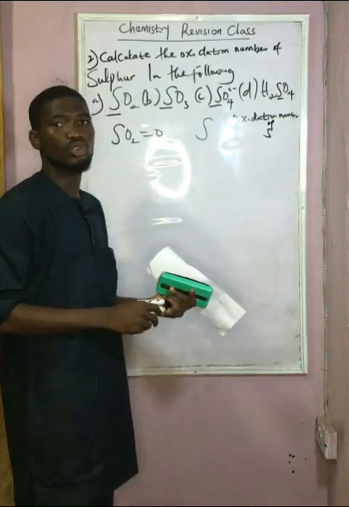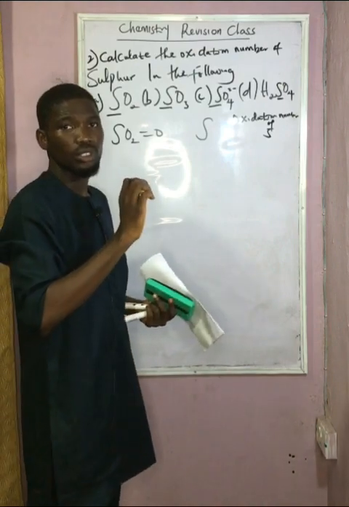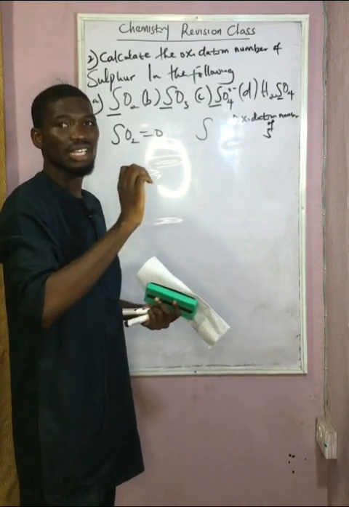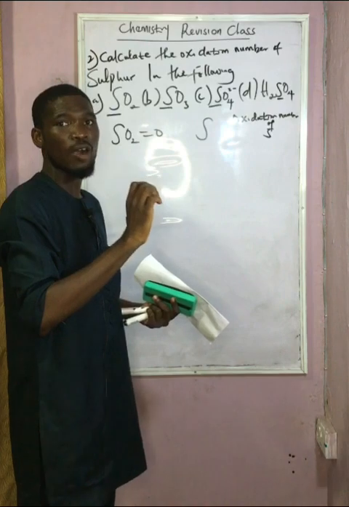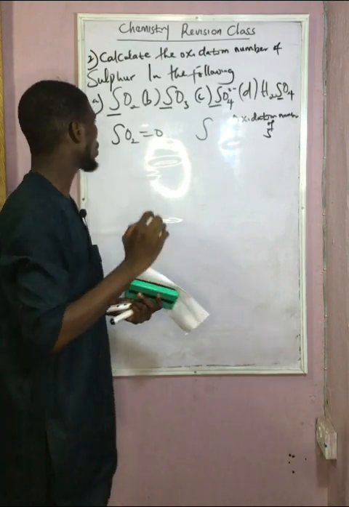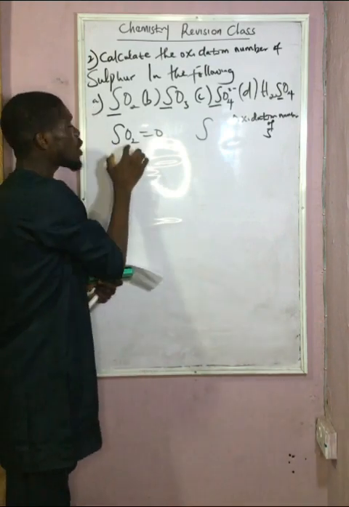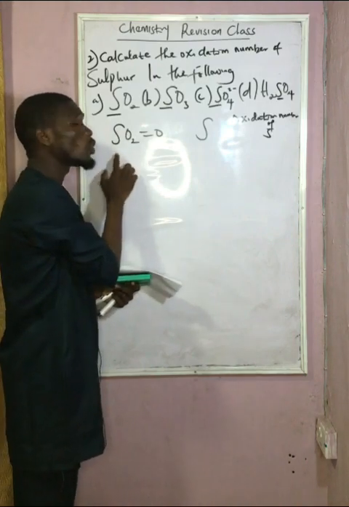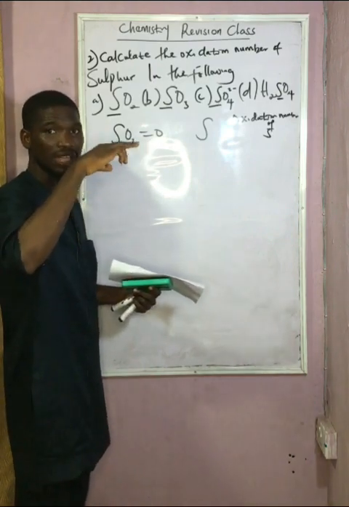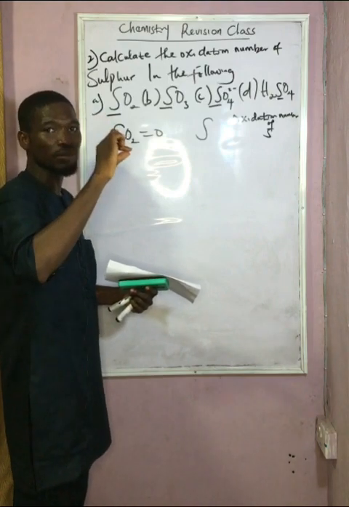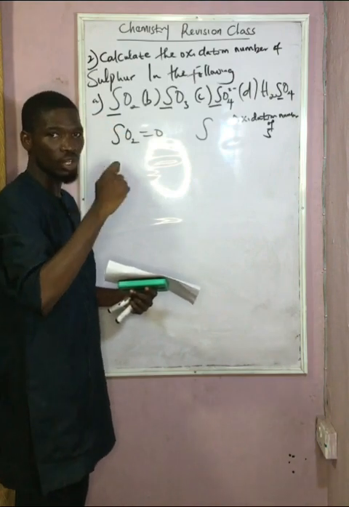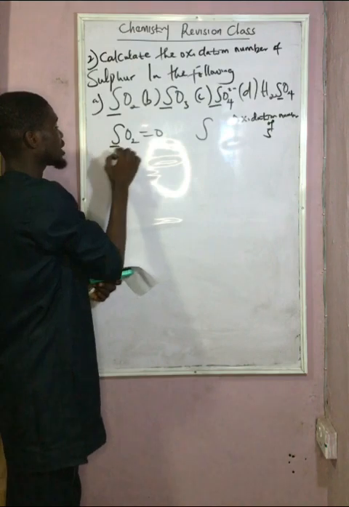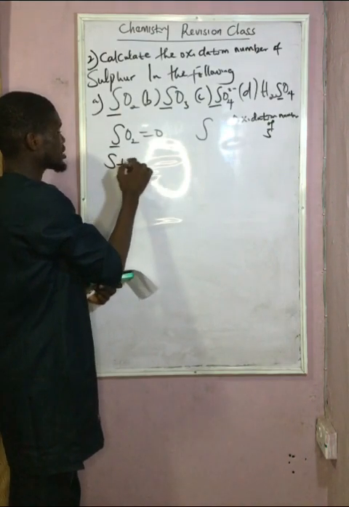Sulfur belongs to group 6 elements, so the oxidation number of sulfur is -2. But guys, what is the oxidation number of oxygen? Oxygen and sulfur belong to the same group, so their oxidation number is what, class? -2. So here I can say that I have S plus -2.